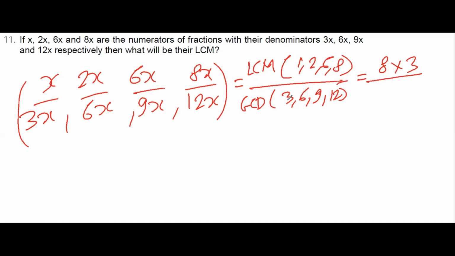And GCD means greatest common divisor. So here the greatest common will be what? It will be only 3. Correct? So 3 and 3 are cancelled. 8 will be the answer. Got it? Yeah. 8 will be the answer for this.